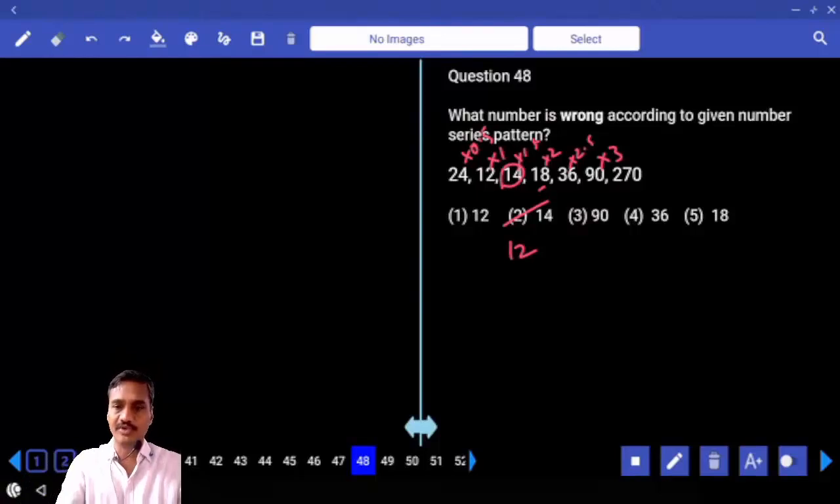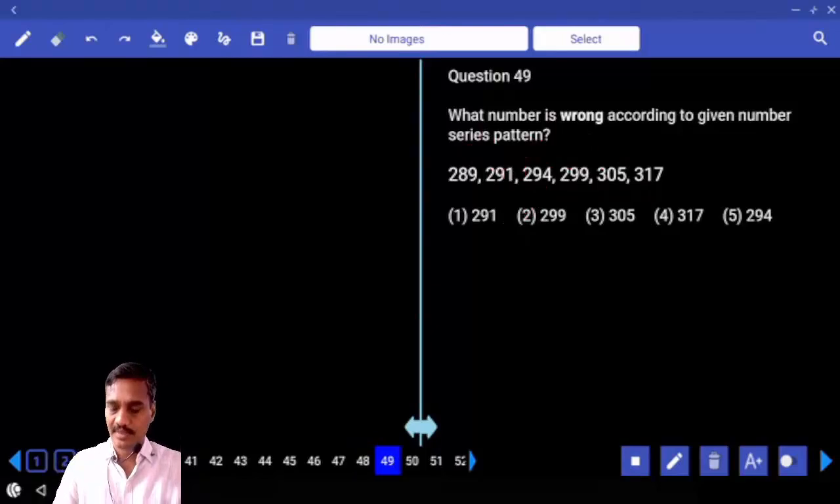Into 0.5, into 1, into 1.5, into 2, into 2.5, into 3. Then 49. Now in this 49 numbers are increasing at a very small rate. Hence it must be difference.